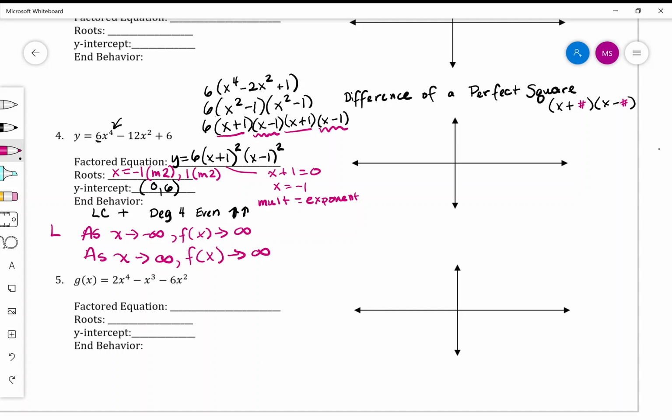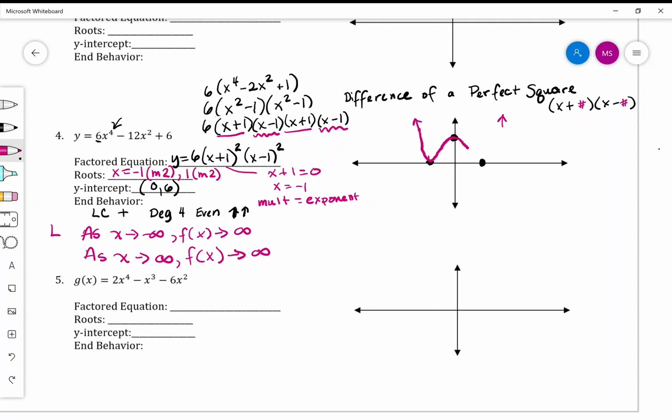All right, so let's plot things that we know. So we know our roots are at -1 and +1. We know our y-intercept is 6. All right, and we know that it ends up. So we know it hits -1 because it has a multiplicity of 2. It bounces off. It doesn't go through -1. It bounces off -1. It has to go back and cross your y-intercept at 6.